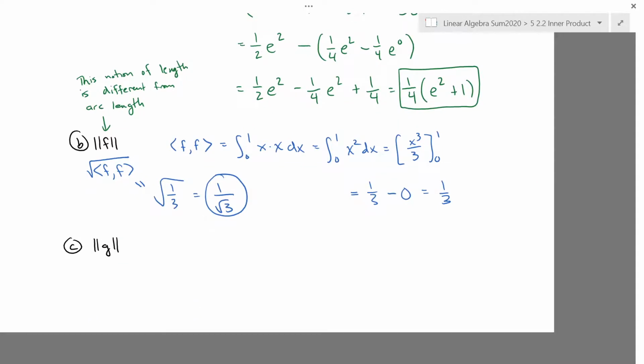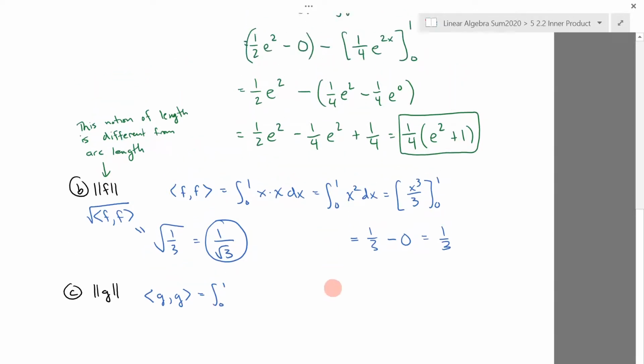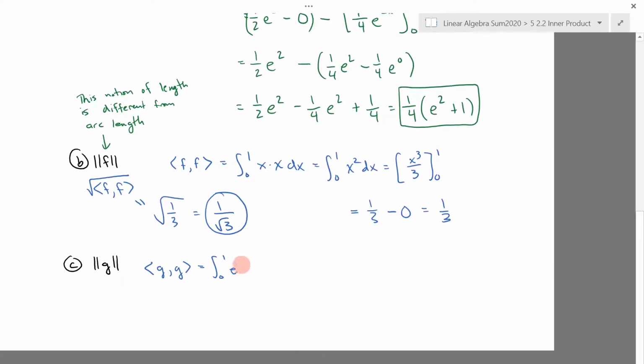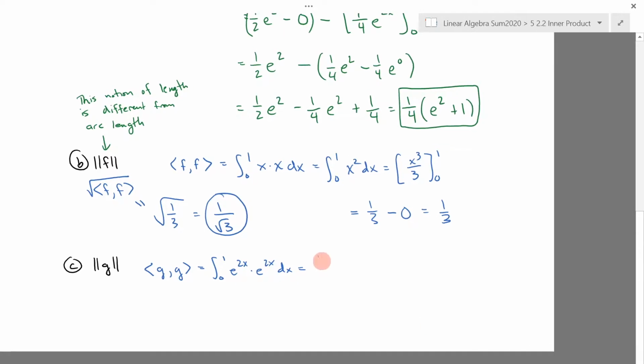So again, it's the square root of the inner product with itself. So first I need to take the inner product of g with itself. So I have to calculate the integral from 0 to 1. What is g of x? G of x was e to the 2x. So e to the 2x times e to the 2x. Multiplying two exponentials is the same thing as adding the exponents. So this is the integral from 0 to 1 of e to the 4x dx.